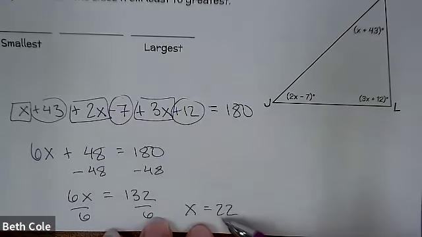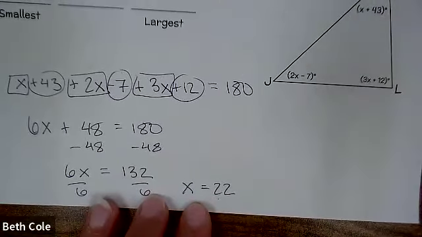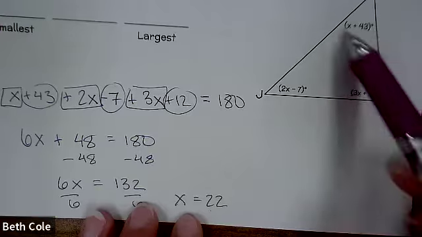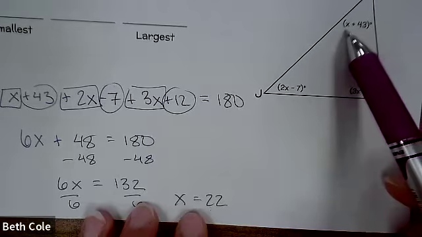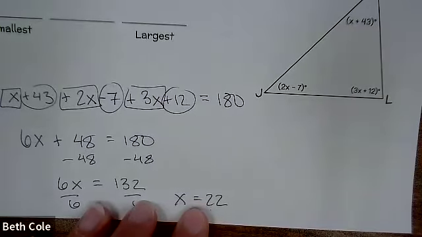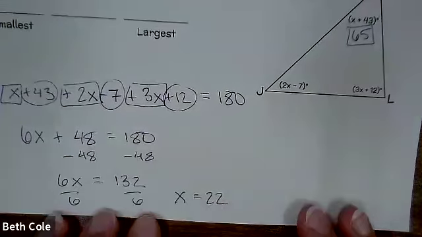Now you have to take that 22 and plug it back in to get what each of the angles are. So for angle K, what would I type in the calculator to get angle K? Yep, 22 plus 43. And I don't want to mess that up in my head, so I'm just typing it in. 65. So K is 65 degrees.